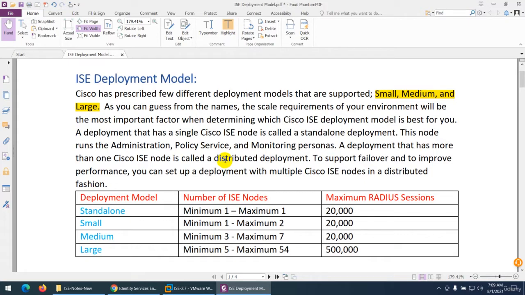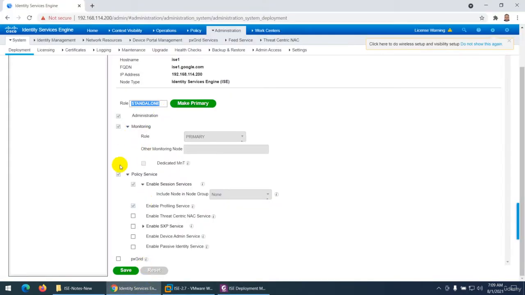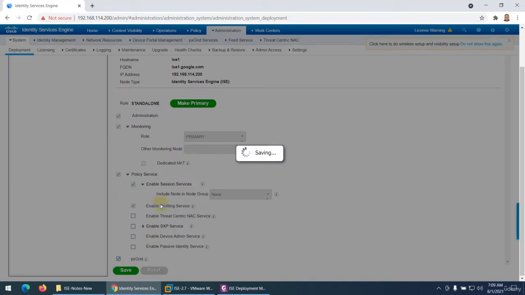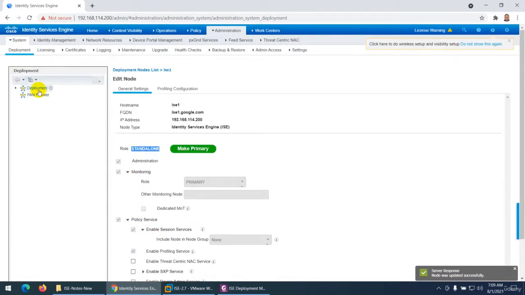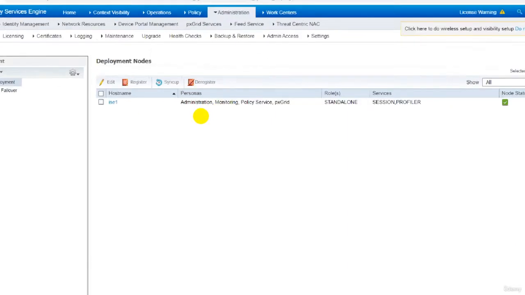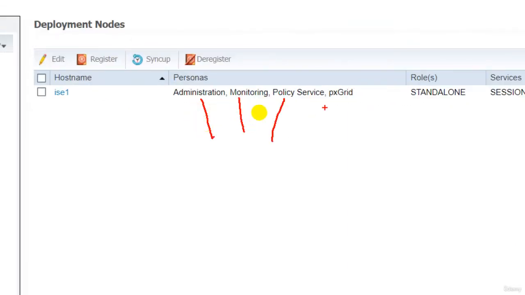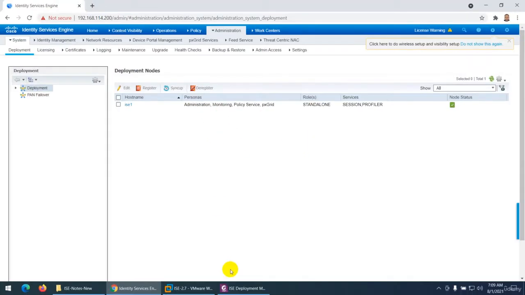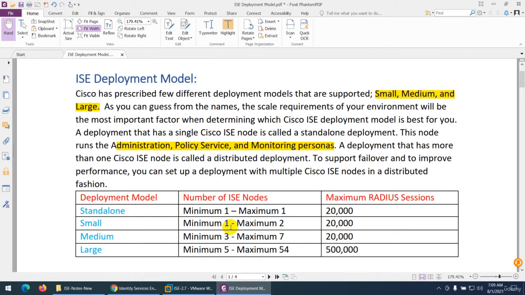So when you deploy everything in a single Cisco ISE node, we call it standalone. Standalone runs administration, policy services, monitoring, and pxGrid, all four personas. So in this case, I am running all four personas. Let me save it, because it's a single box, and if I click here, I am running all four personas in a single box for my lab purpose, for test purpose. And there is no backup solution, only a single box.